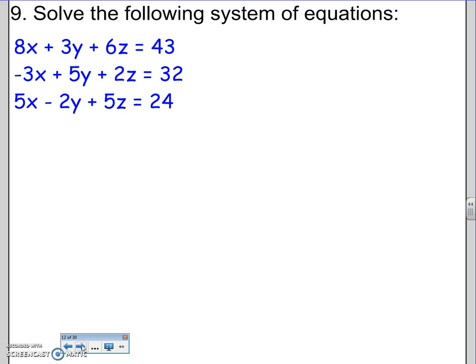Solve the following system of equations. That is the correct format. It has x's in line, y's in line, z's in line, the answer on the other side. So I'm going to make it a matrix. That's the fastest way to solve this. So I'm going to make a 3 by 4 augmented matrix.